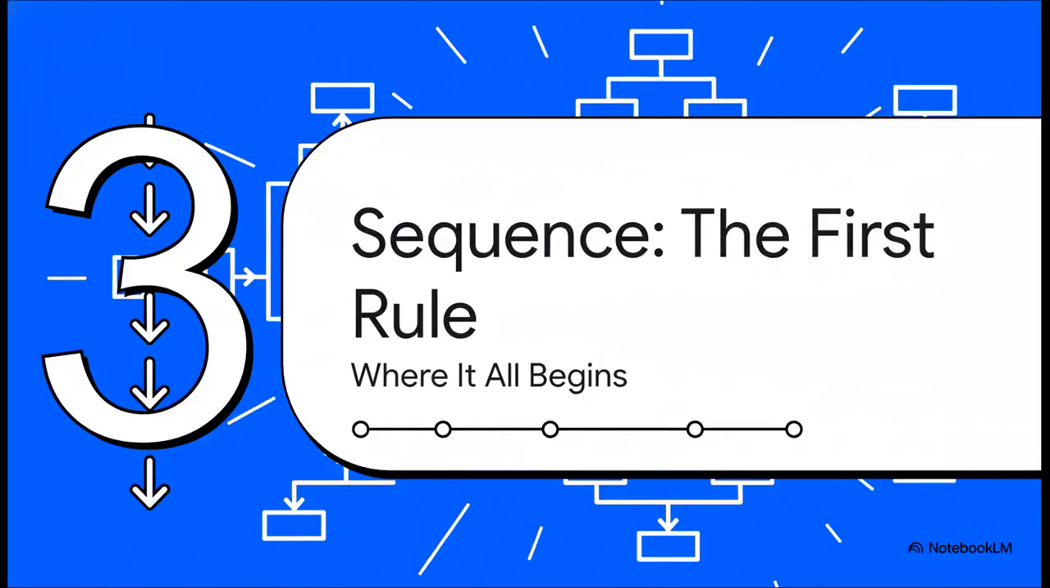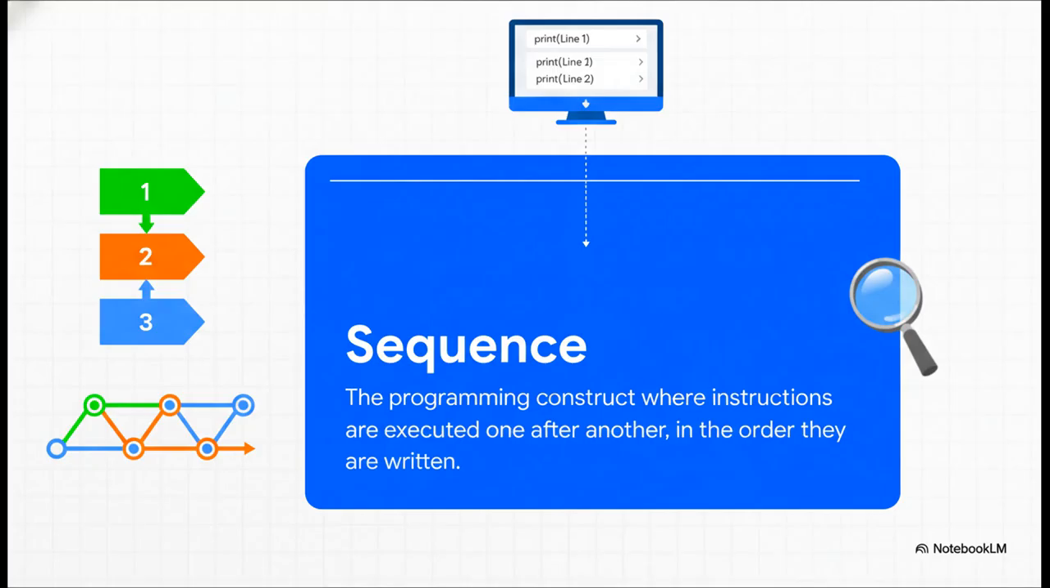You can think of sequence as the golden rule of programming. It's the principle that makes sure our code is predictable. It's that straight line that the computer follows, step by step, without getting lost. And here it is, the definition you'll want to have memorized for the exam. Sequence is the programming construct where instructions are executed one after another in the order they are written. That's it. Simple, right? Line 1 runs, then line 2 runs, then line 3. No skipping ahead, no jumping around, just top to bottom.